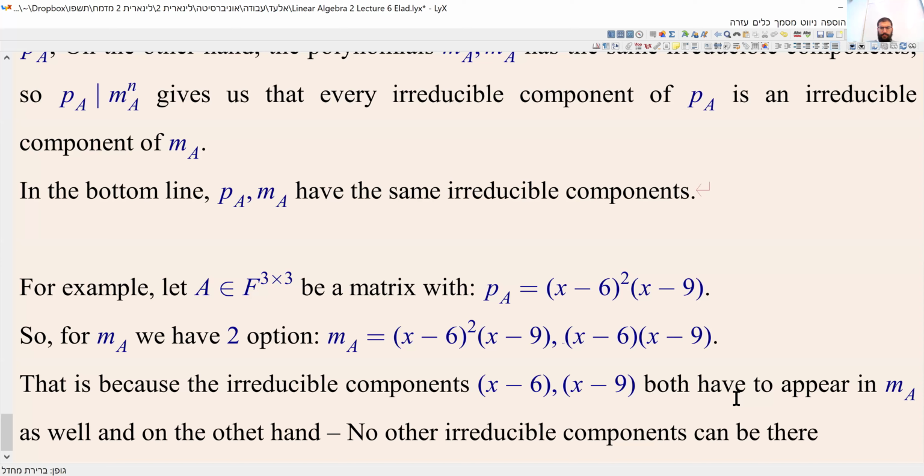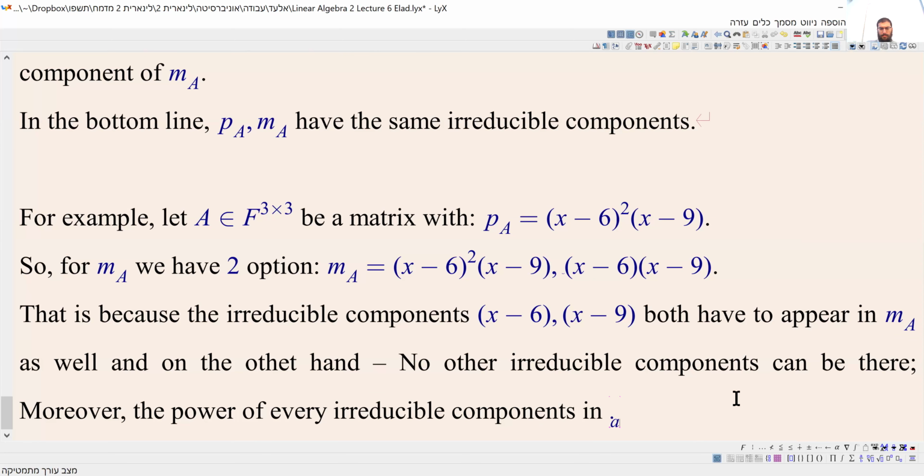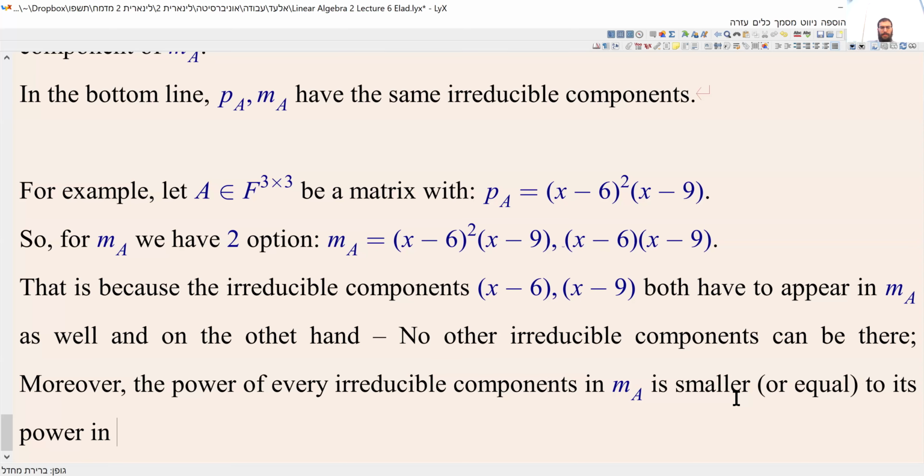Either... semicolon, and moreover, the power of every component in MA is smaller or equal to its power in PA.